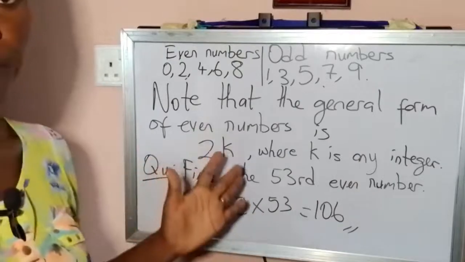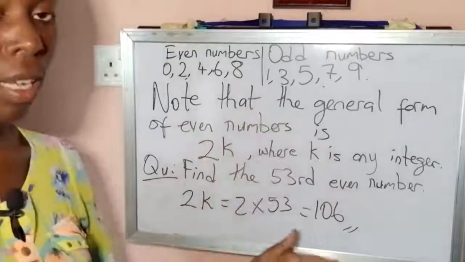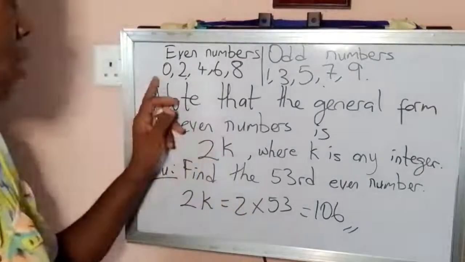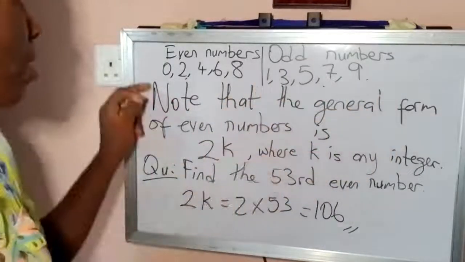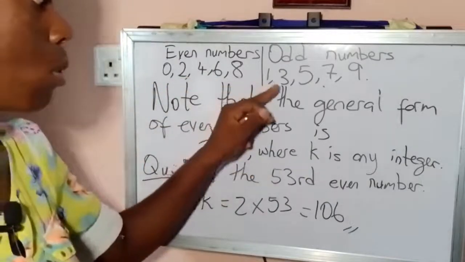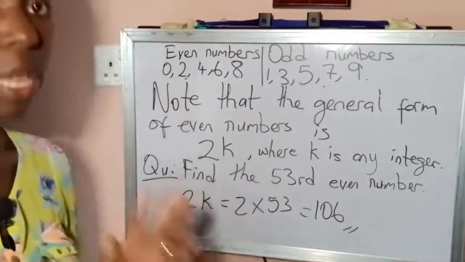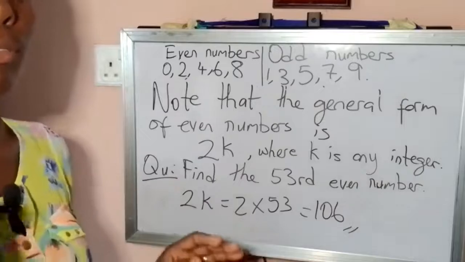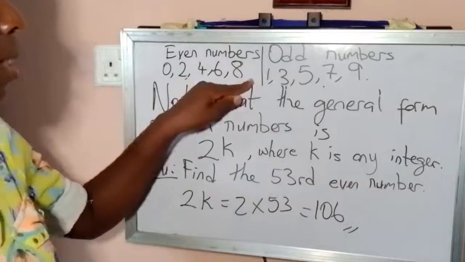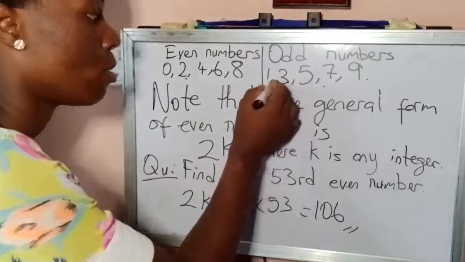We saw earlier a question where we were told to find the even numbers between 1 and 30. 1 we saw is not an even number. How do we know? We were taught how to identify even and odd numbers. Even numbers usually end with 0, 2, 4, 6, 8. Odd numbers end with 1, 3, 5, 7, 9. So no matter how big a number is, you always check the last digit of that number. If it ends with any of these digits, then it's an even number. If it ends with any of these digits, it's an odd number.